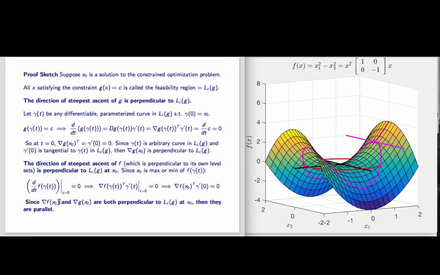So because the gradient of f and the gradient of g both evaluated at x naught are both perpendicular to the level set at x naught, then they are parallel, which is our sketch of the proof of the Lagrange Multiplier Theorem. That's it for today.